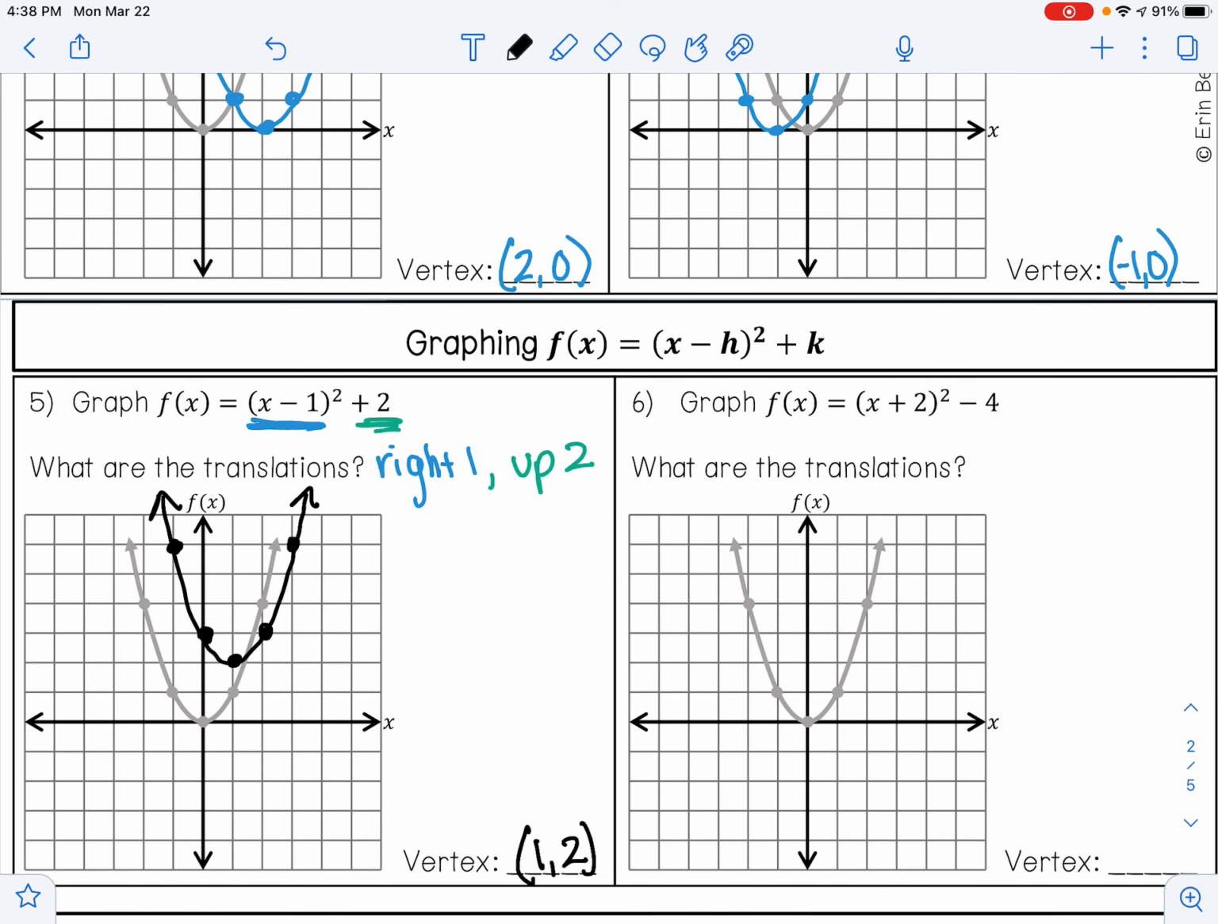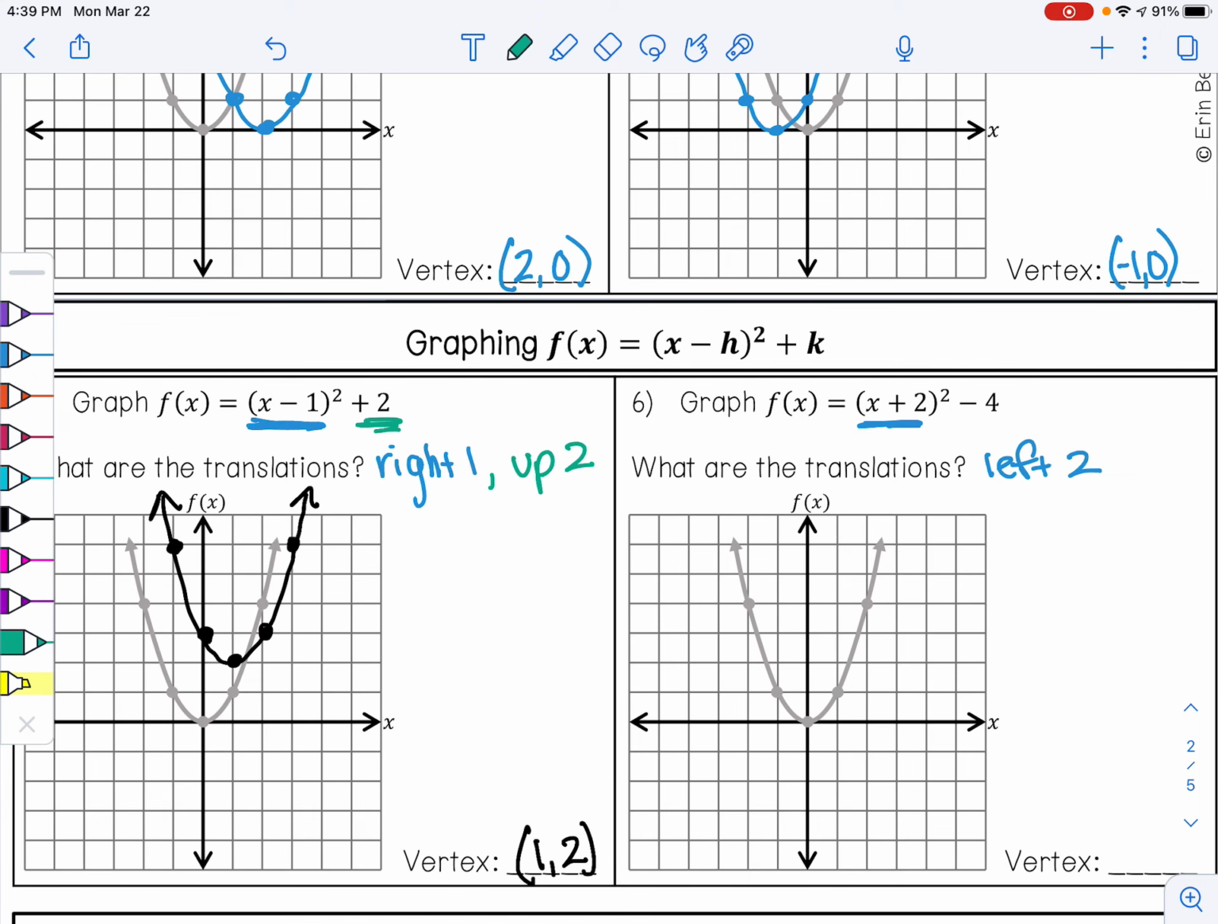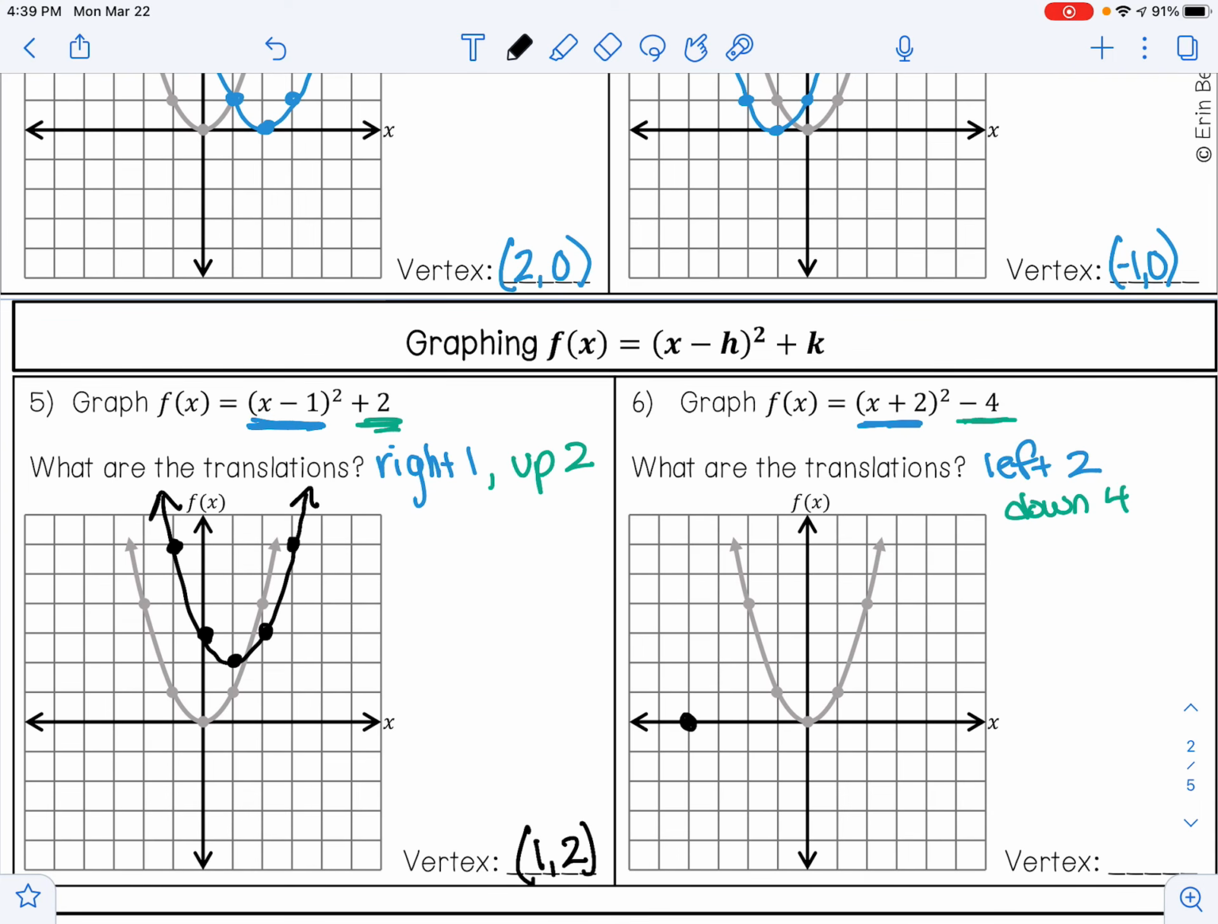Go ahead and pause the video and see if you can try number 6. So on number 6, I have x plus 2 inside parentheses, which means that I'm going to go left 2. And then I have the minus 4 on the end, which means I'm also going to go down 4. So I'm going to move each point left 2 and down 4.